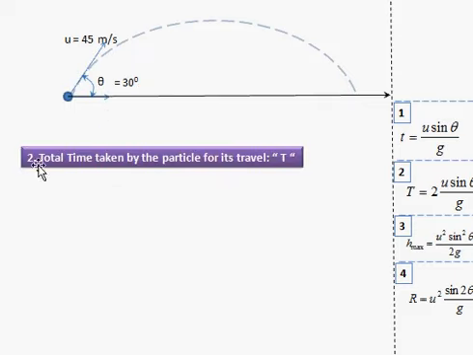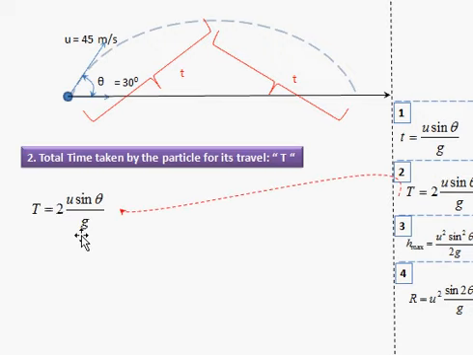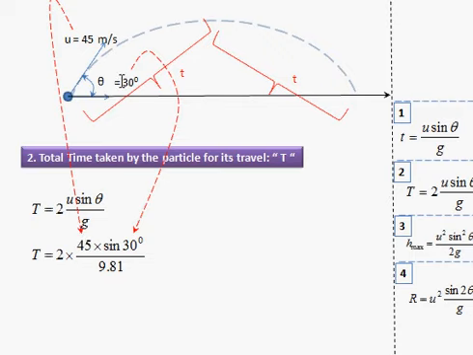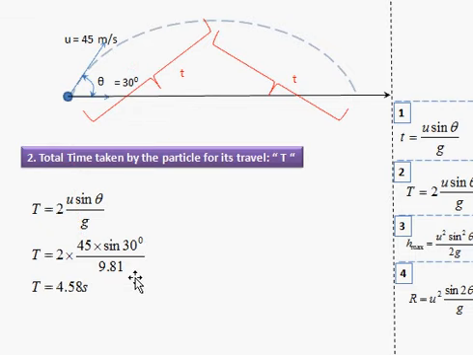And the next question is the total time taken by the particle for its travel. It is the time taken by the particle to reach from this position to the highest point, and next from the highest point to this point. So by adding up these two times, we get the total time taken. When we multiply the first formula by 2, we get this formula, or you can use it directly. I am using the second one, and taking the initial velocity and the angle, we get the total time as 4.58 seconds.